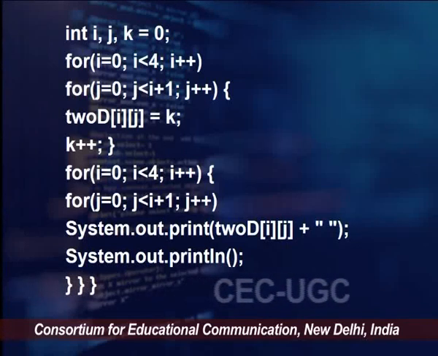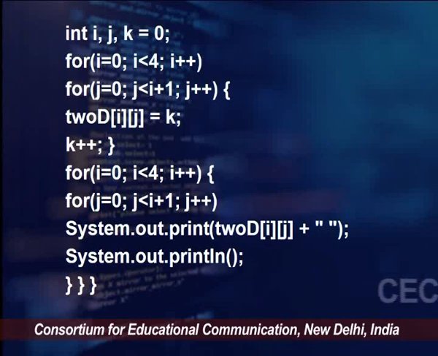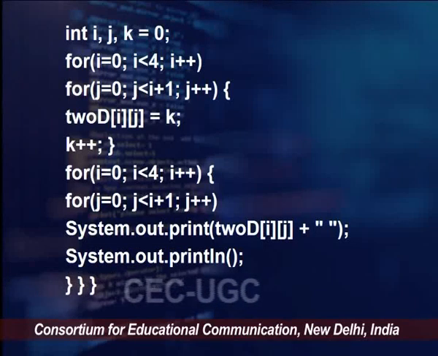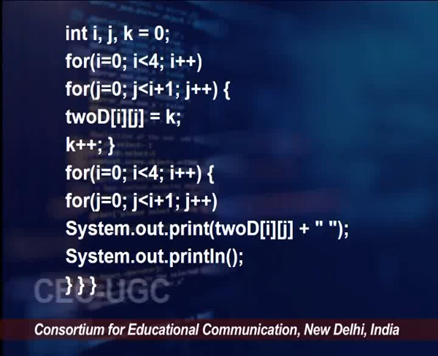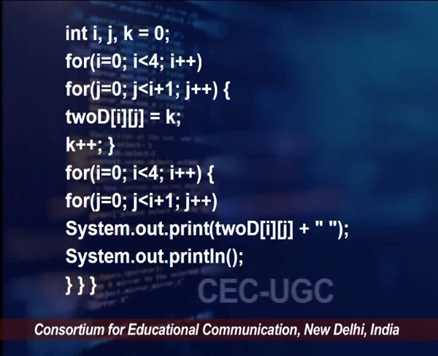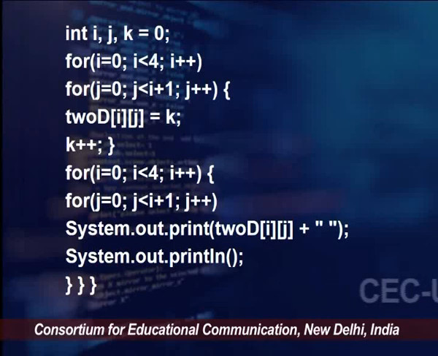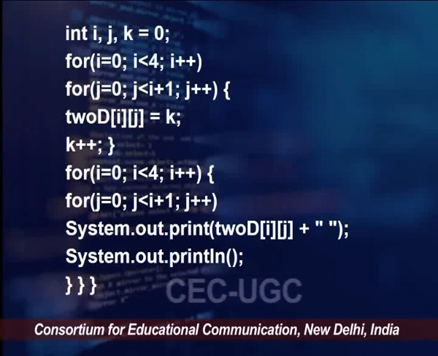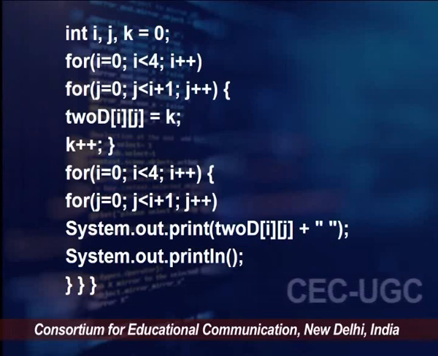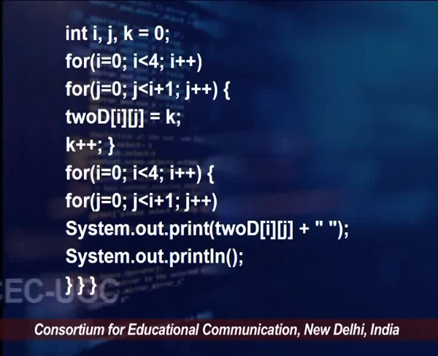So the number of columns or elements in a particular row, which is represented here by the variable j, goes from 0 to i plus 1, and 2d of i comma j is equal to k. So the first element 0 will be stored. Then when you execute these two loops, you will come to the second row, and after storing the value of k in 2d of i comma j, it is going to increment the value of k.